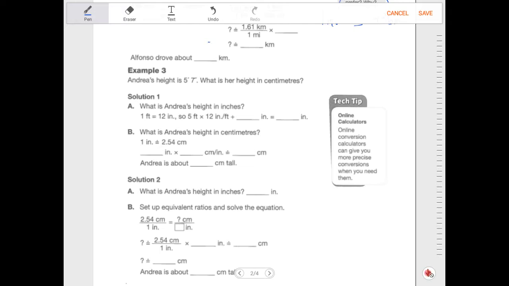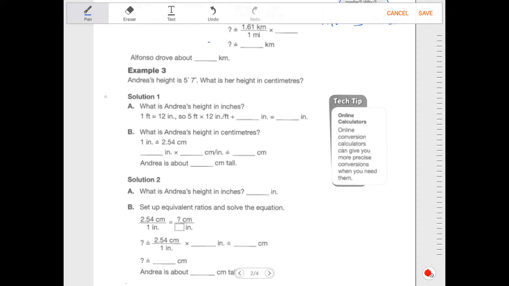Okay. It says here, Andrea's height is 5 feet 7 inches. What is her height in centimeters? So you'll notice here, again, we have 2 ways of doing it. Anyway, I like the way this works out. Hopefully, as you're getting more practice with this, you'll say, I lean towards one of these methods over the other. But that's what we're here to do. We're trying to help you find out which one you like best.